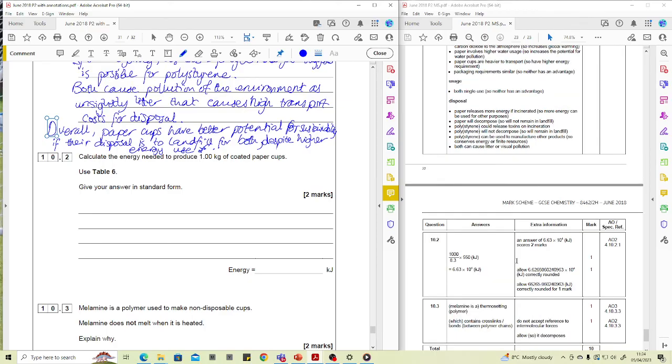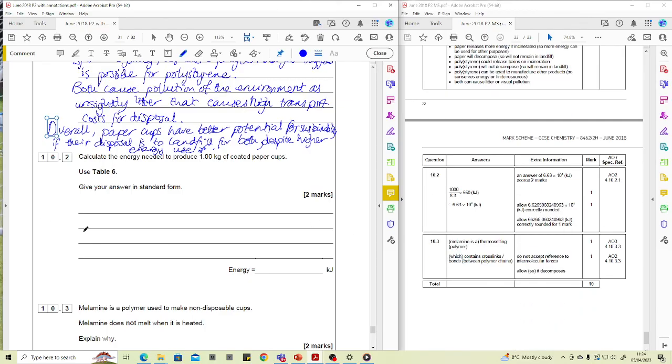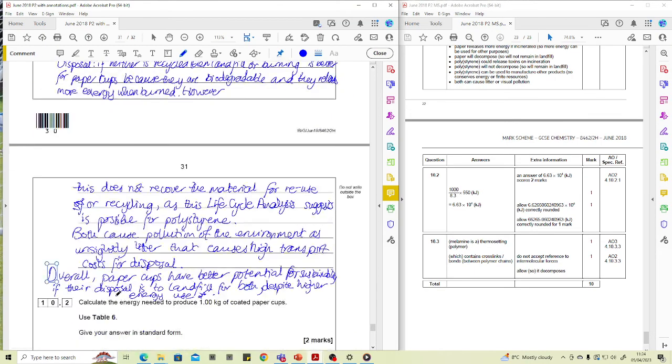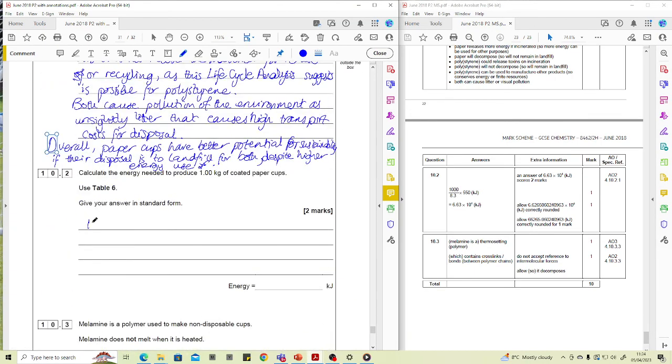Okay, so the energy needed to produce 1 kilogram of coated cups, it says that we've got a mass of 1 cup is 8.3 and the energy to produce 1 cup is 550 kilojoules. So we've got 1,000 times 550 divided by 8.3 grams. So we've got an energy of 6.63 times 10 to the power of 4.